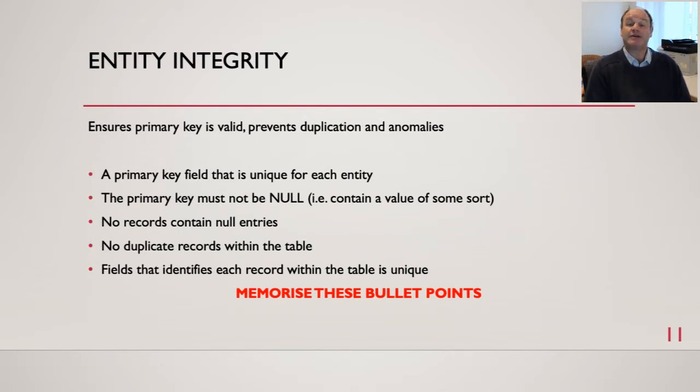Entity integrity ensures that the primary key is valid and that every table in the database has the following properties. A primary key field that is unique for each entity. The primary key must not be null, i.e. contain a value of some sort. No records contain null entries. No duplicate records within the table. Fields that identify each record within the table is unique. All of the above prevents record duplication and data anomalies.